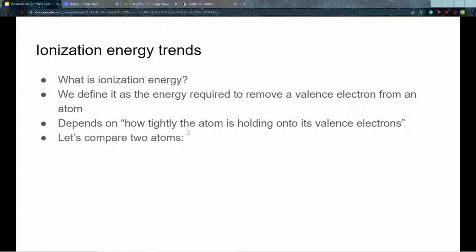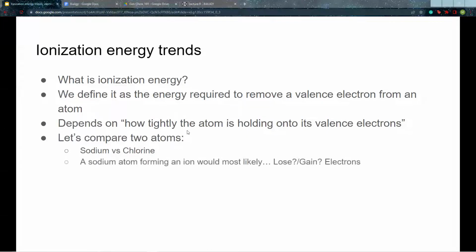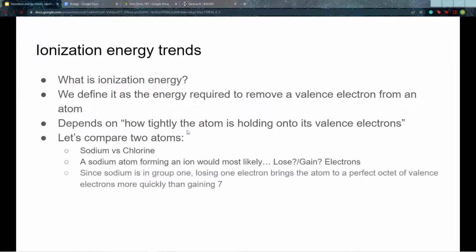To see this in action, let's compare two elements, sodium versus chlorine. Go ahead and pull out a periodic table to follow along here. The first thing we'll consider is whether a sodium atom would lose or gain electrons when forming an ion. Think about your answer and consider what affects the way an element is ionized. Since sodium is in group 1, losing one electron brings the atom to a perfect octet of valence electrons more quickly than gaining 7. Thus, sodium is more likely to lose one electron.